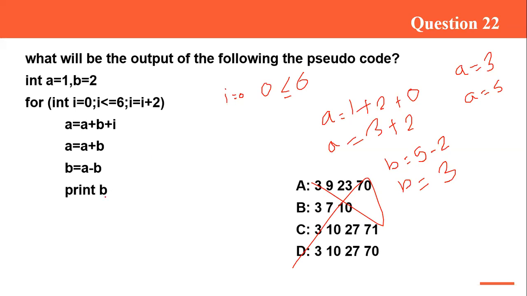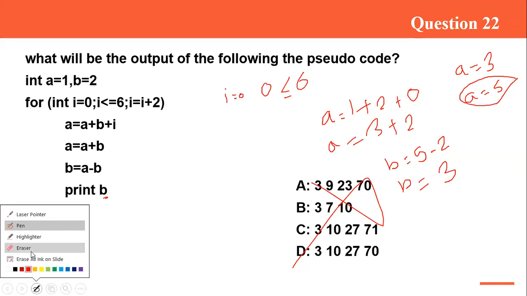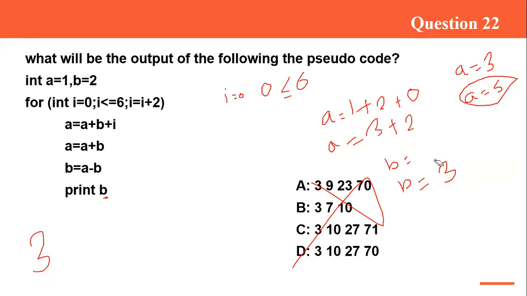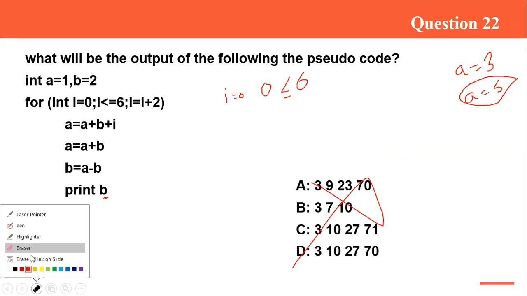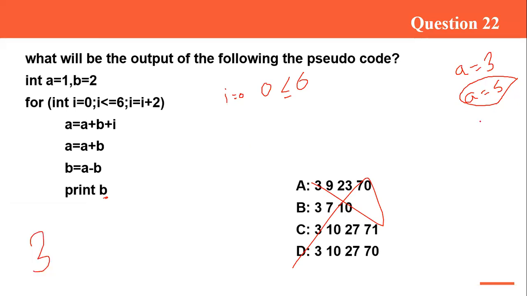Right? And then print B. B means the first output we got is 3. Agreed? First output we got is 3. I'm writing on the left side bottom. Now current A value is 5 and current B value is 3. I'll erase the remaining things and we'll continue. Just a second, boys and girls. A value is 5, B value is 3 right now.